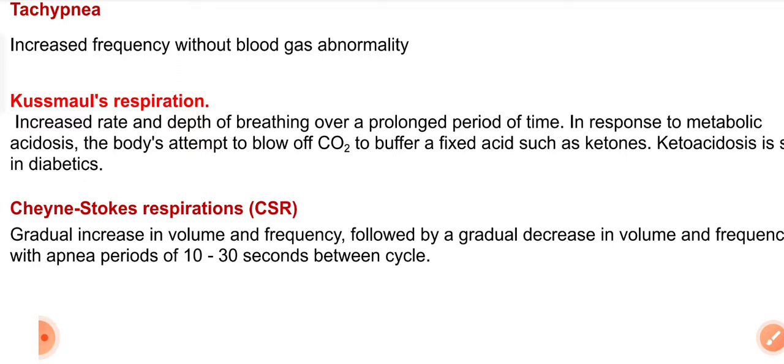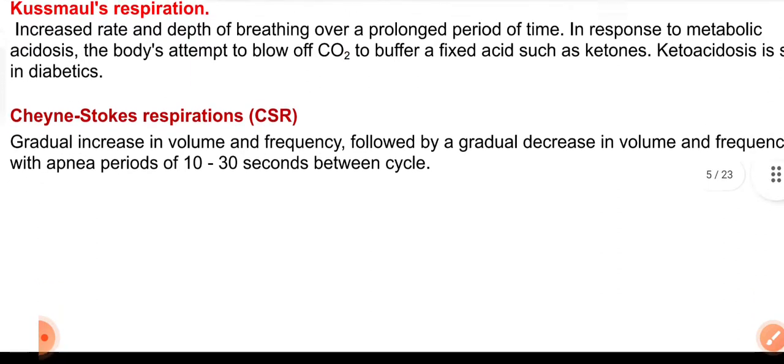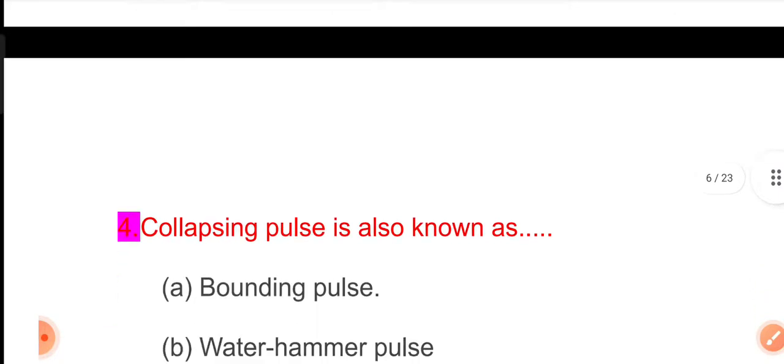So in this period, the person will have a gradual increase in volume and frequency, and then a gradual decrease in volume and frequency. If we see the graph of the respiration, it looks like a chain, which is called chain stroke respiration.